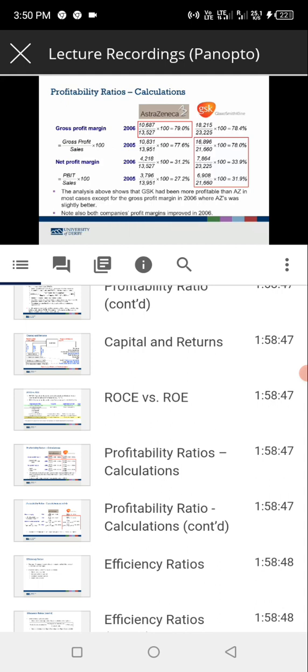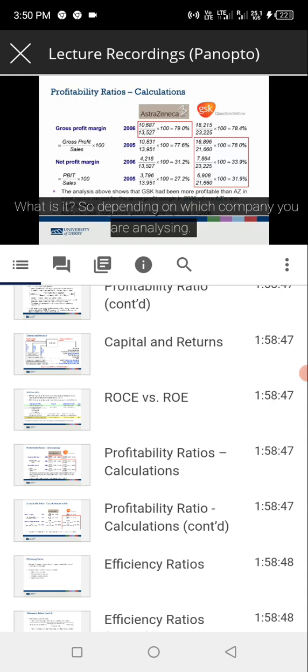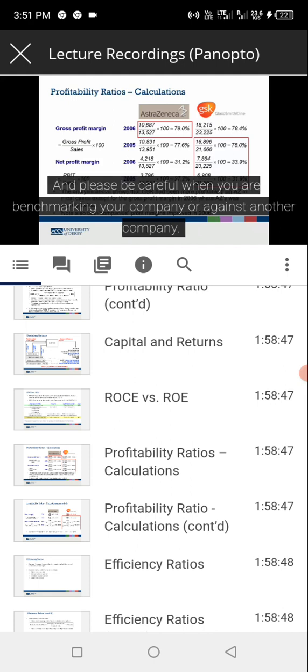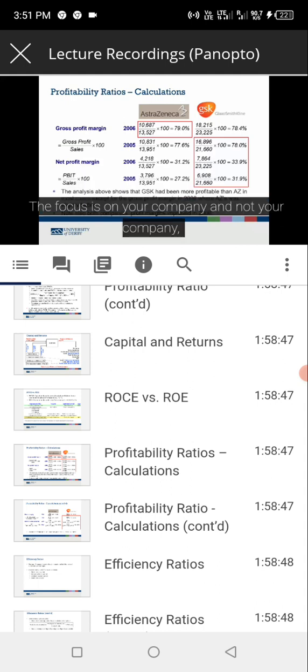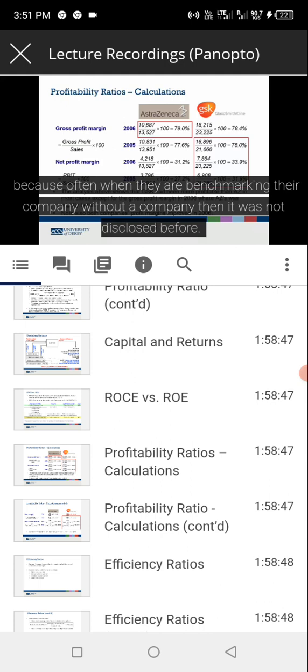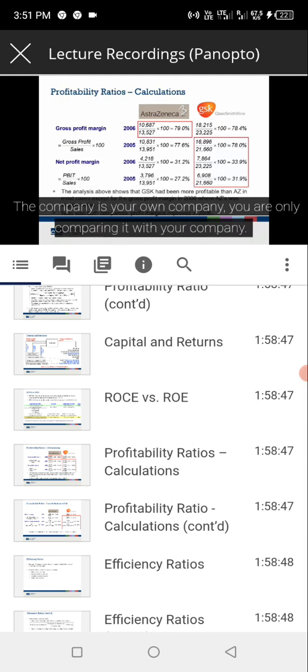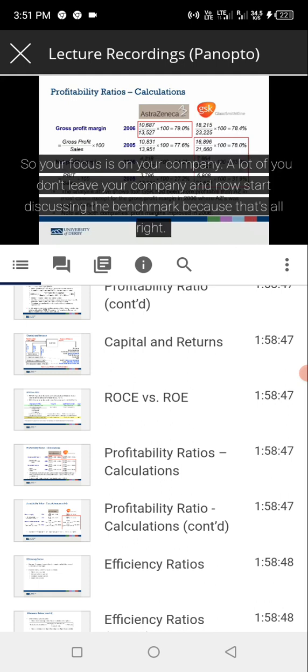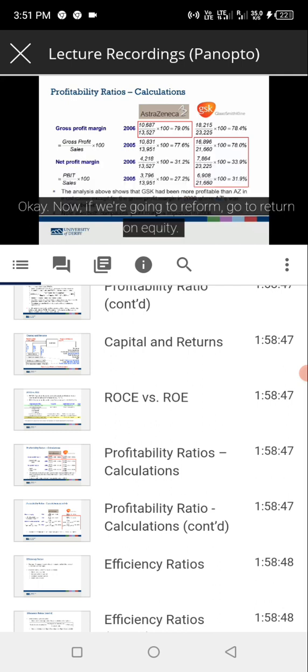So depending on which company you're analyzing, please be careful when you are benchmarking your company against another company. The focus is on your company and not the other company. Because some people, when they are benchmarking their company with another company, start discussing the other company. It's your own company. You are only comparing it with the other company. So your focus is on your company. Don't leave your company and start discussing the benchmark.